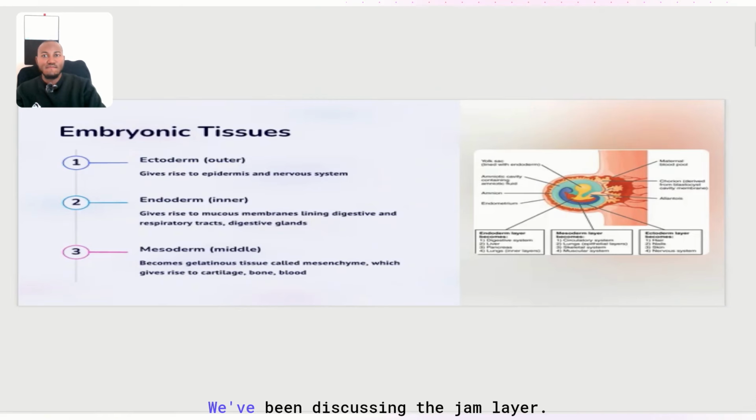Now, back to the germ layer. We've been discussing the germ layer. Another question is saying the middle primary germ layer is called what? What is the answer? All of you know, mesoderm. Then I ask you, what does mesoderm give rise to? If you look at it, mesoderm becomes gelatinous tissue called what? Mesenchyme. This mesenchyme then gives rise to cartilage, bone, blood. You need to know mesenchyme. For mesoderm, middle, mesenchyme. Mesenchyme then gives birth to BBC, which is blood, bone, and cartilage.